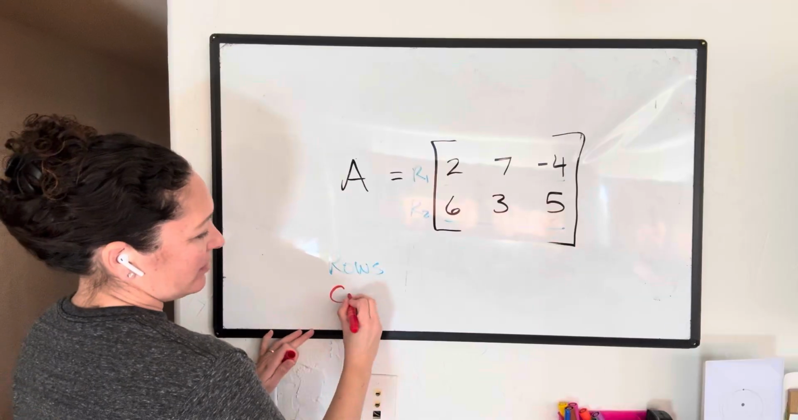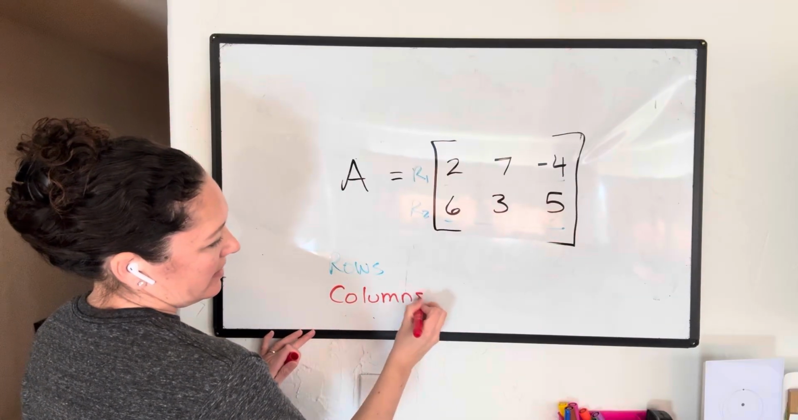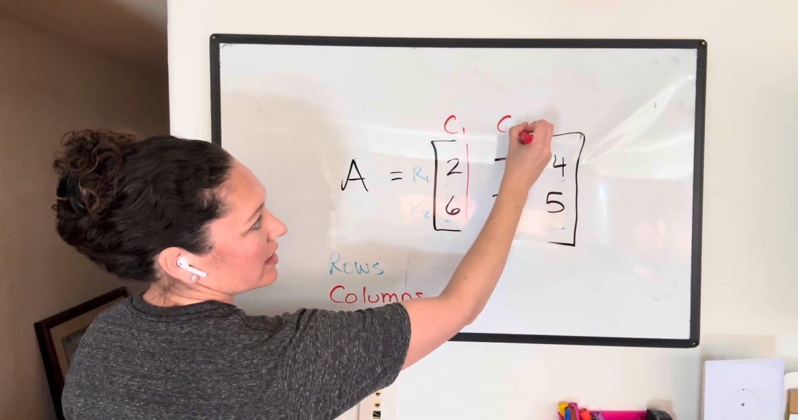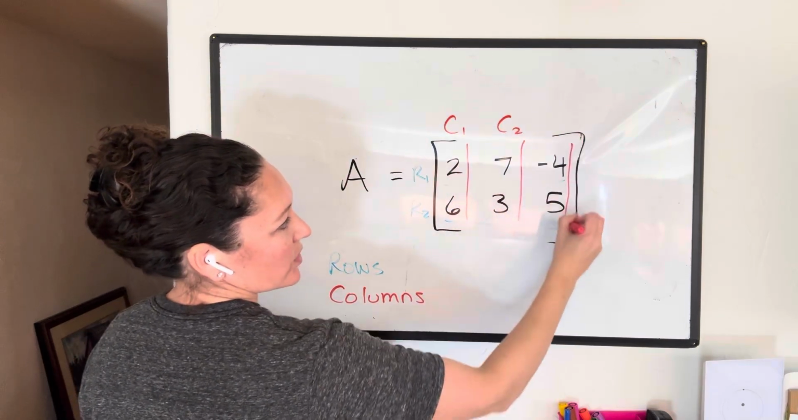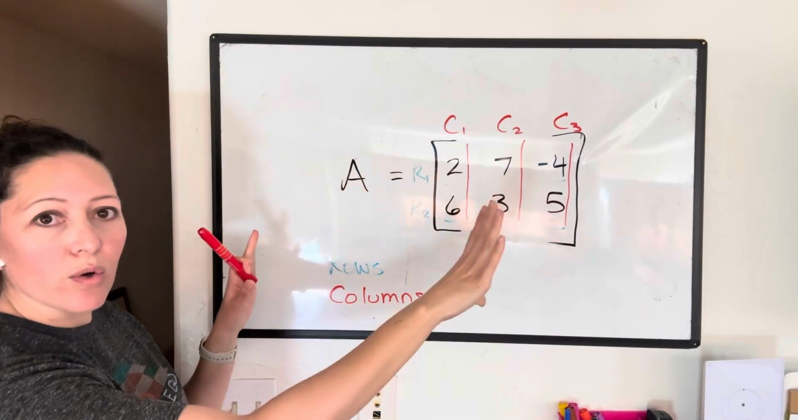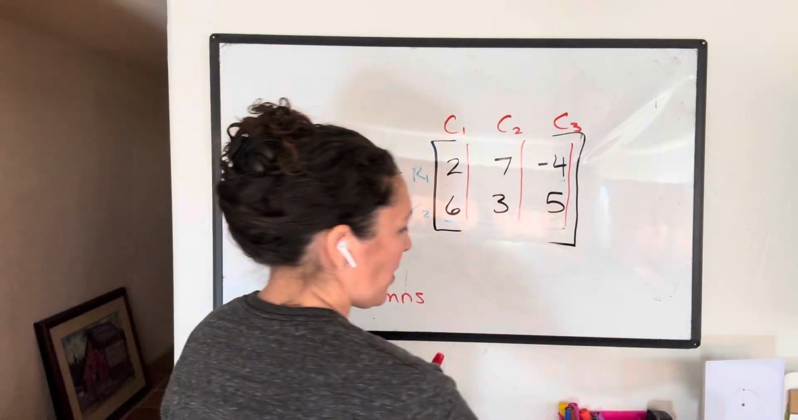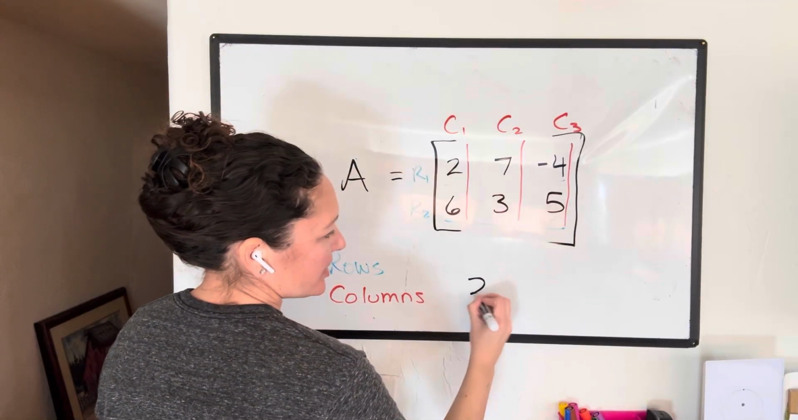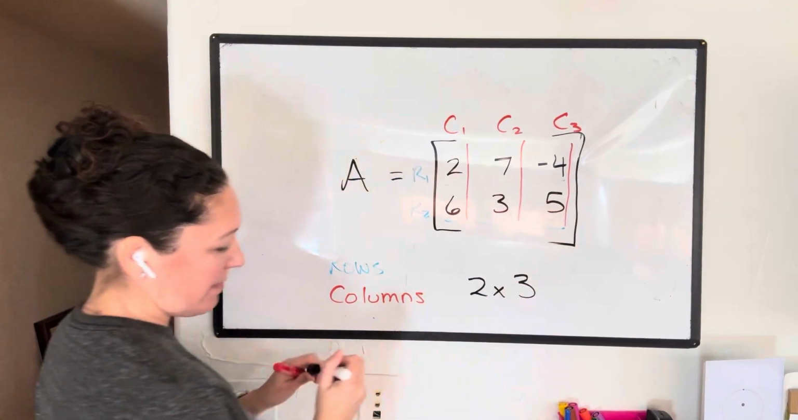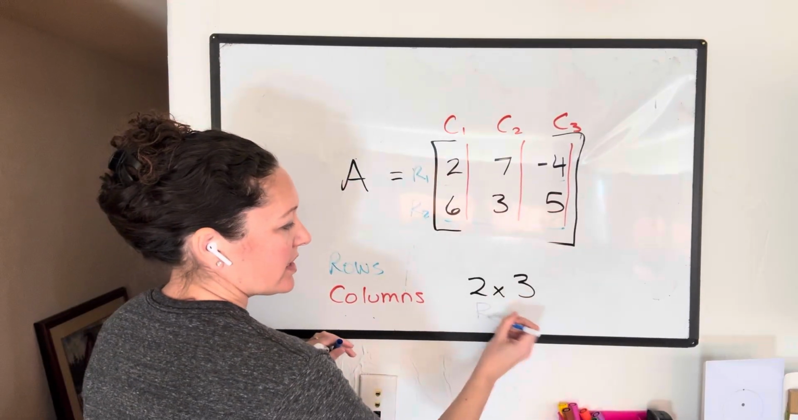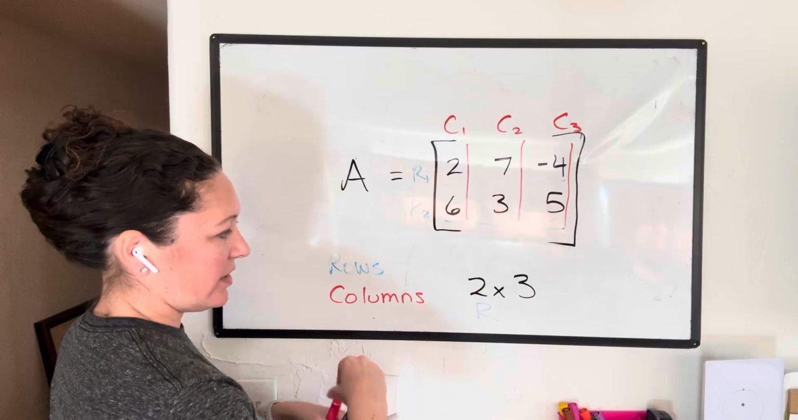And then you have columns. And the columns go down. So this is column 1, column 2, and this one is column 3. Okay, so rows by columns. So I would call this matrix a 2 by 3 matrix. And that's because you always list the rows before you list the columns.